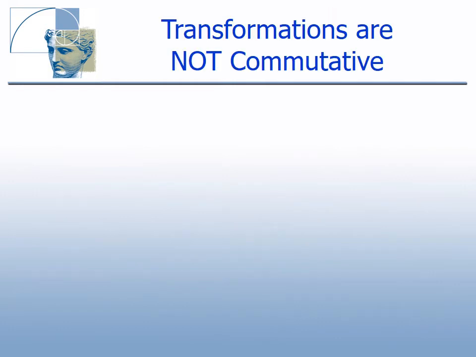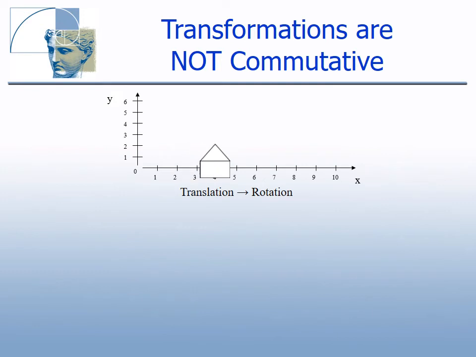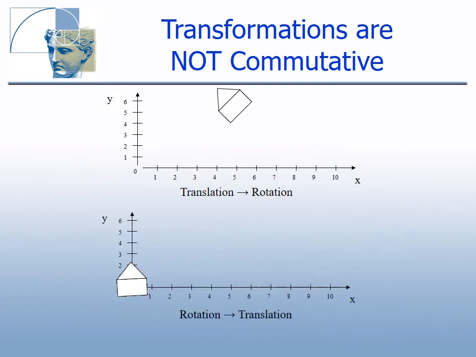Please remember that you cannot change the order of transformations without changing the result. This example shows translation followed by rotation, and rotation followed by translation. The results are not the same. This means transformations are not commutative.